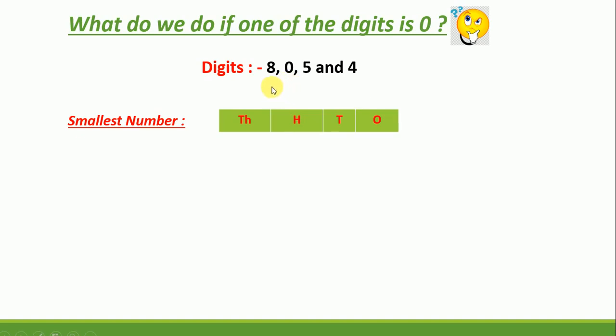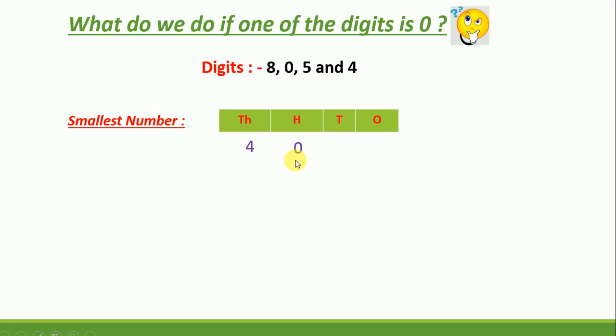Check the remaining numbers 8, 5, 4. From these 3 digits, which is the smallest one? 8, 5, 4. Which is the smallest one? Yes, 4 is the smallest one, right? So the 4 you have to place in the thousands place. Then the 0 you have to place in the hundreds.